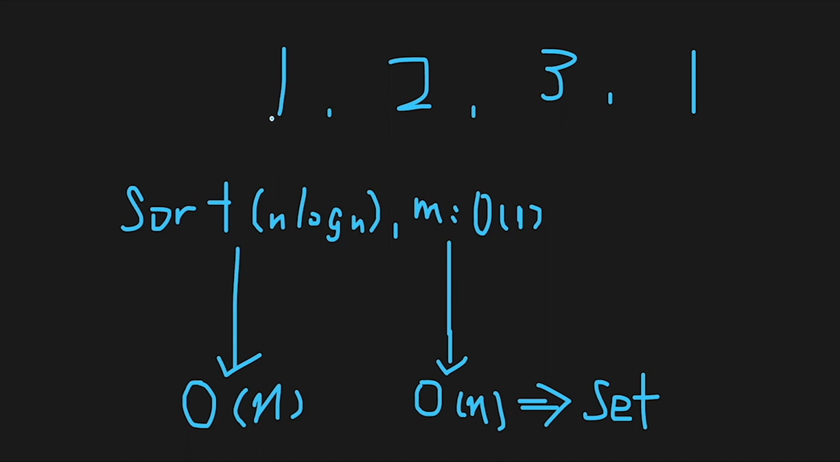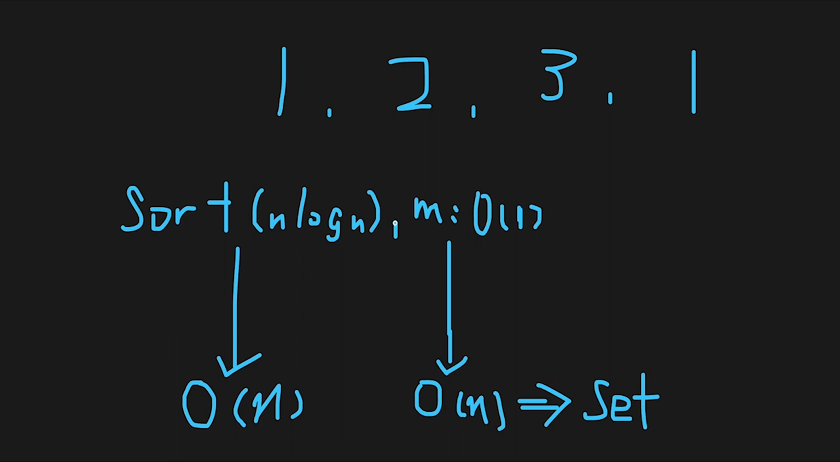So one is a sort. If we sort all elements in the input array, like 1, 1, 2, 3, in that case, every time I check the current number and the next number, if they are the same, we should return true. That solution should be n log n time complexity, and memory complexity is, I think, we don't use extra memory, so order of 1 constant.